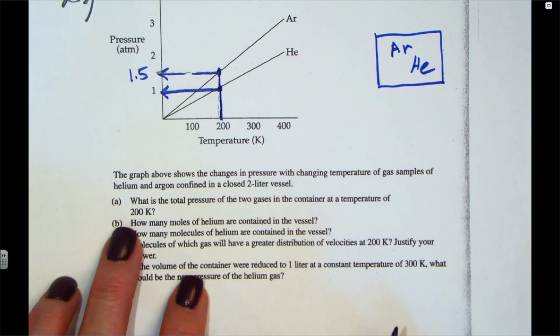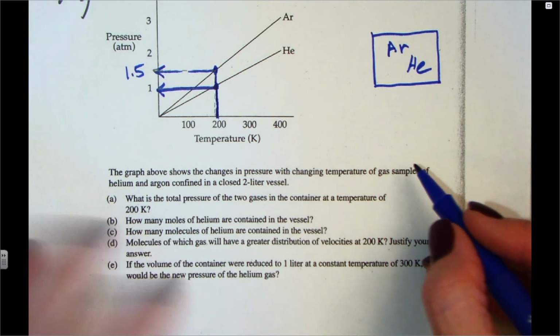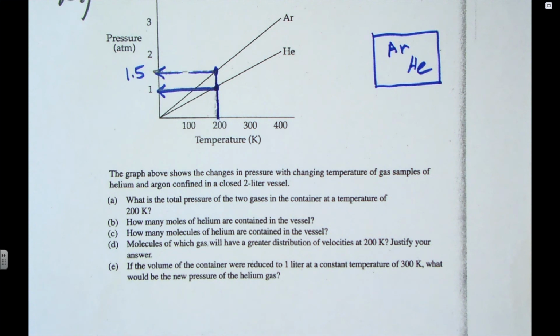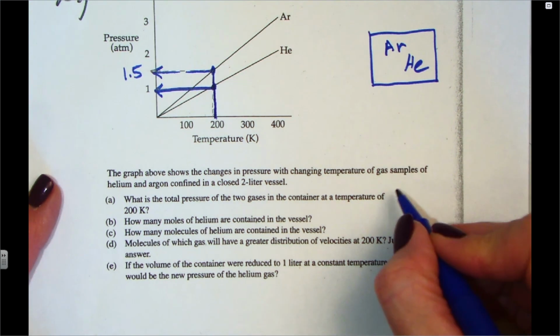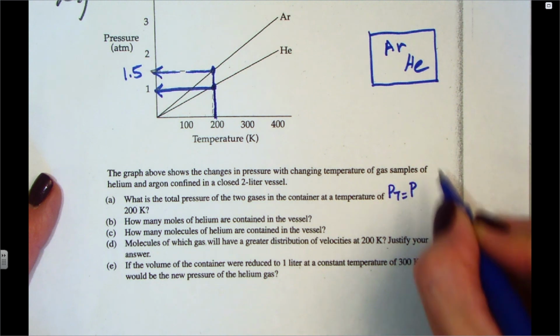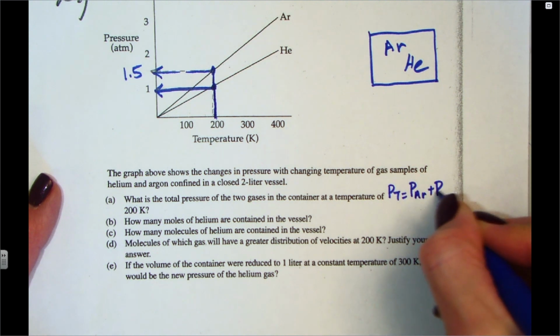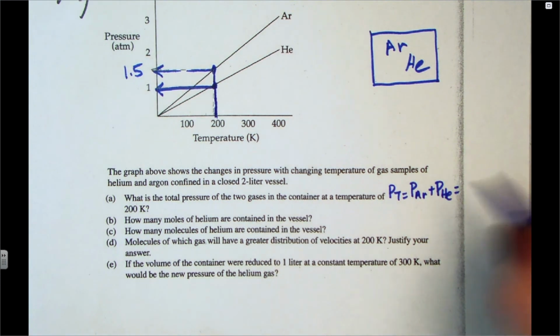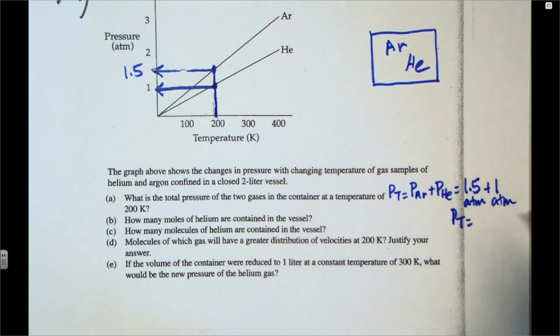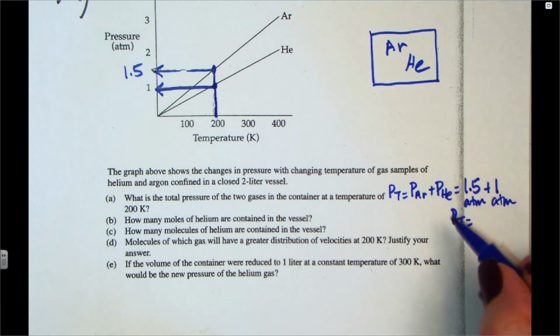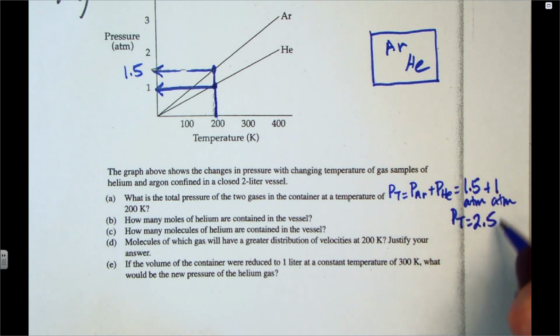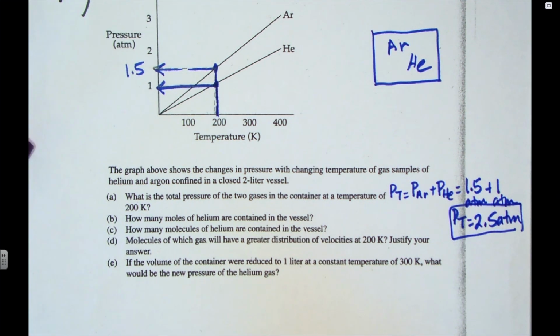So for part A, you're just using Dalton's law of partial pressures here, right? So you're just going to understand that the P total is equal to the partial pressure of argon plus the partial pressure of helium, which is going to be essentially 1.5 plus 1 atmosphere. And so that's going to give you the P total in the container. So the total pressure in the container would be around 2.5 atmospheres. And of course, you are doing some estimation on that one, so there'd be some leeway with that.